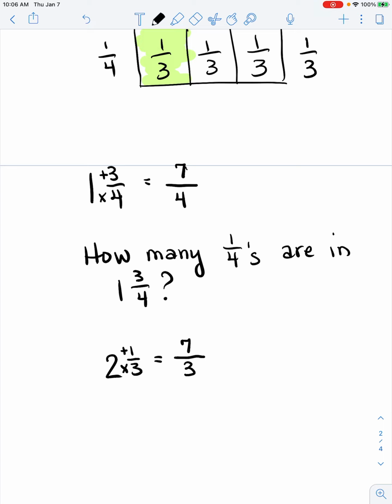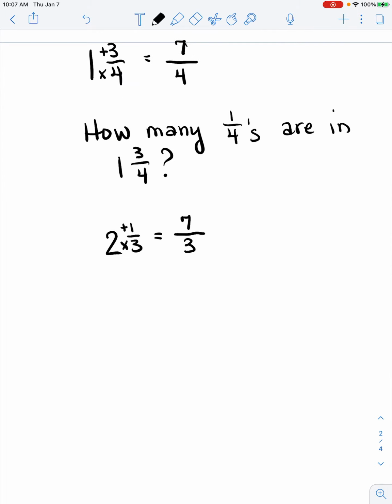So there we go. That's how we do it without the models. All right, so we multiply the whole number times the number of pieces, and then we add the numerator, because that's how many extra pieces.